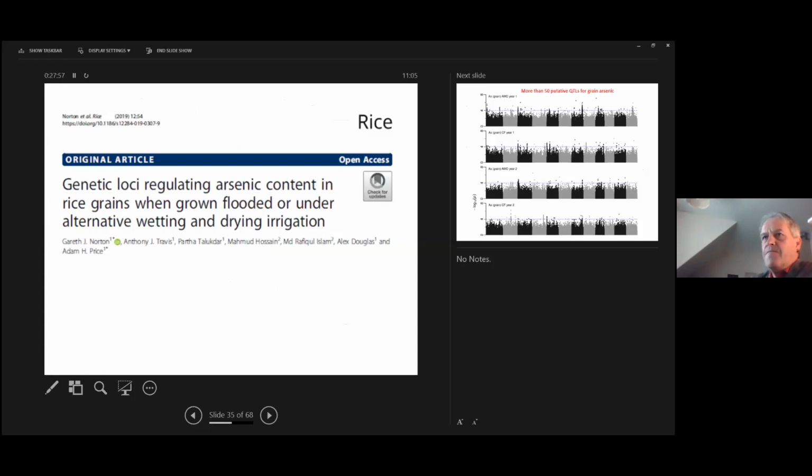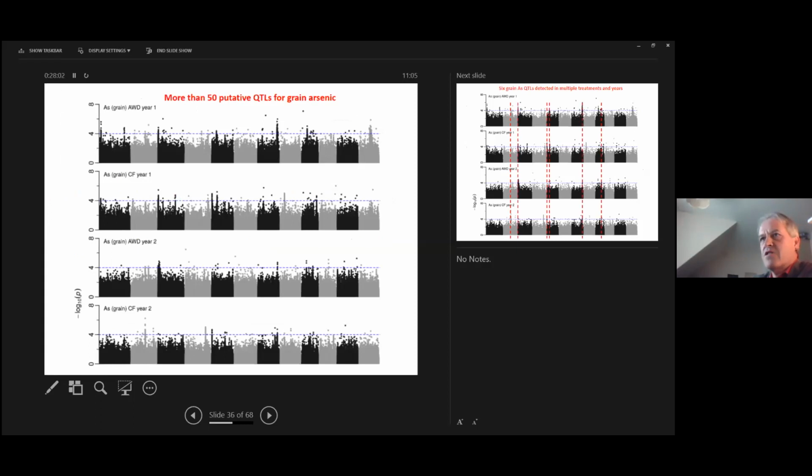So this is where we got to with arsenic. This was published only 6 months ago. These are the Manhattan plots for grain arsenic. As I said, we had 2 years: year 1, these two, and year 2, these two. We have alternate wetting and drying and continuous flooding. So we have 4 different grain traits, and we have these results, which to the untrained eye look complicated. Actually, indeed, they are complicated.